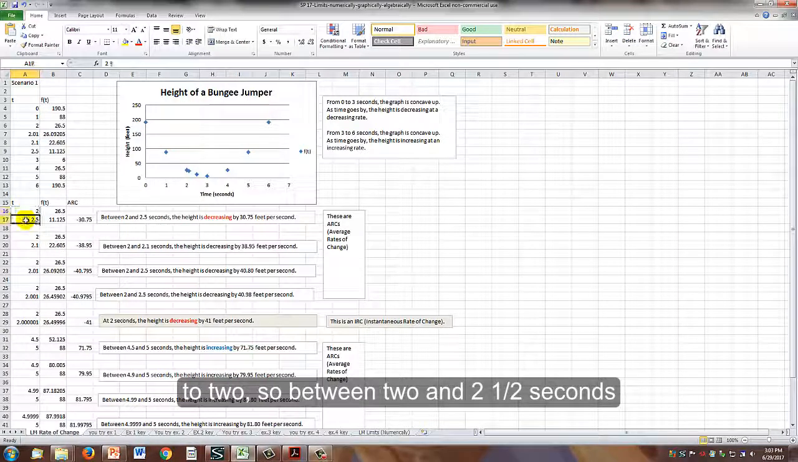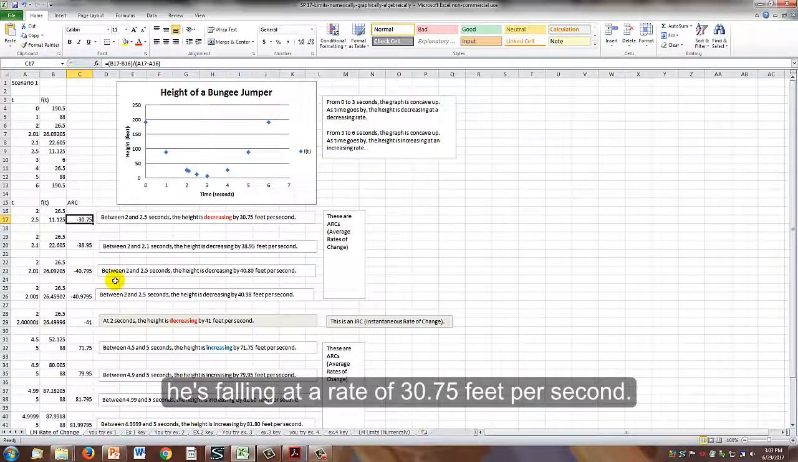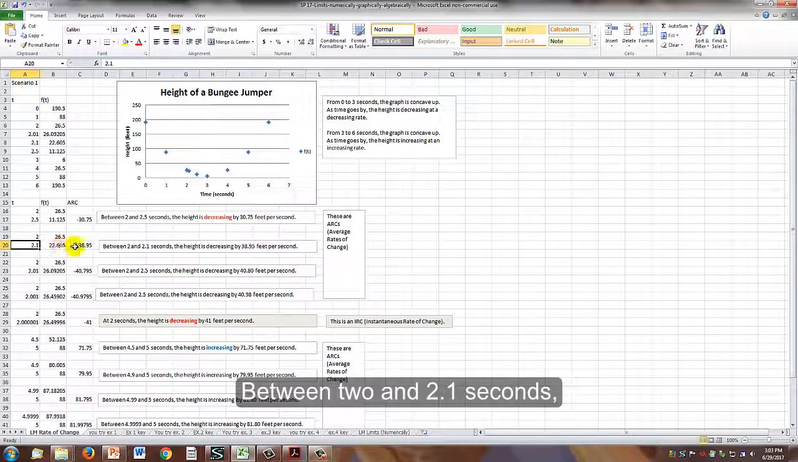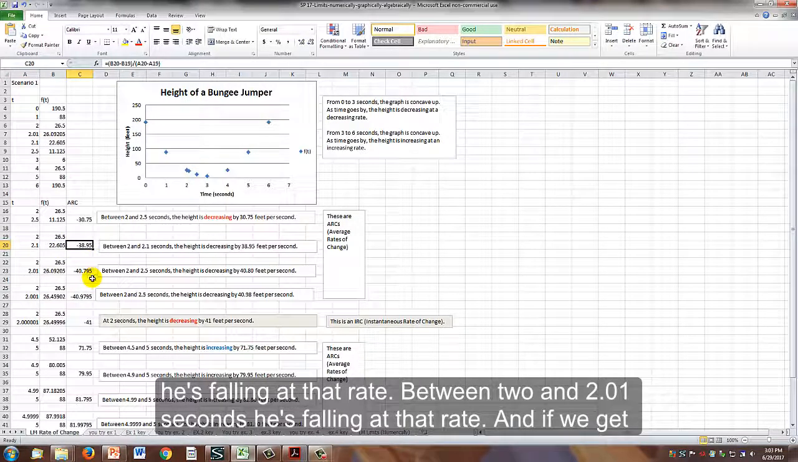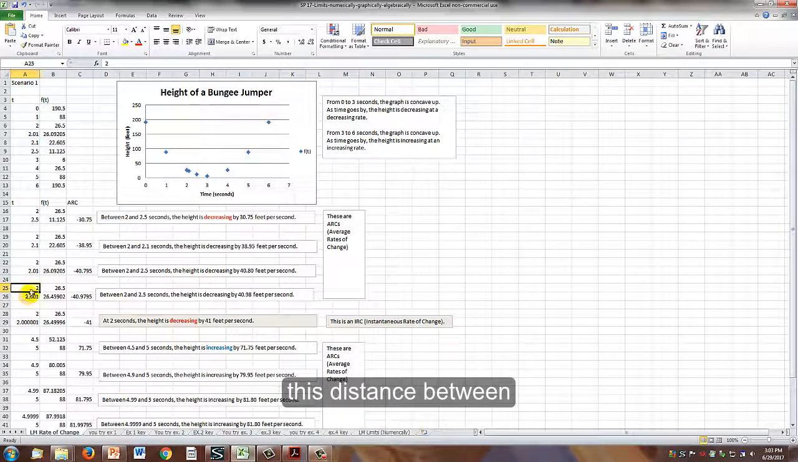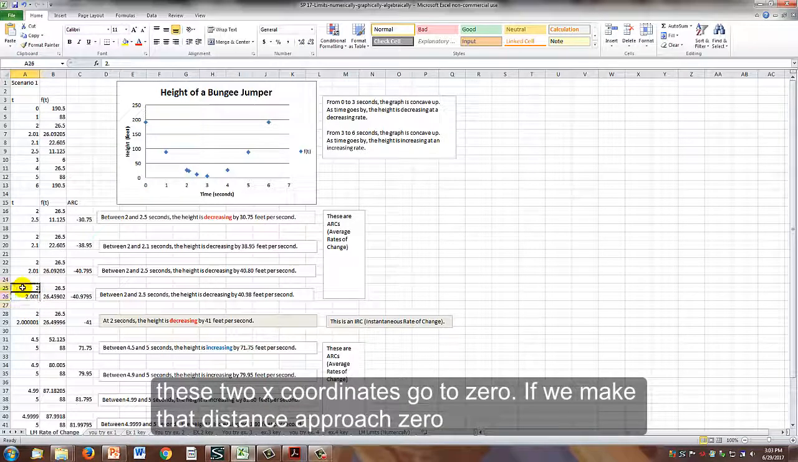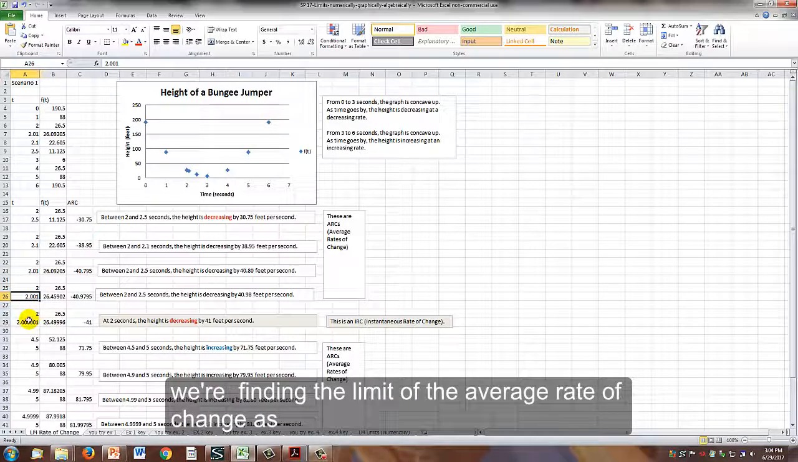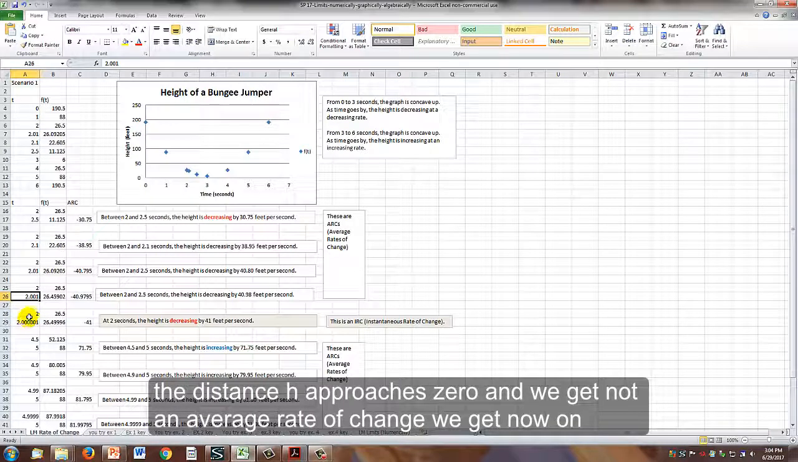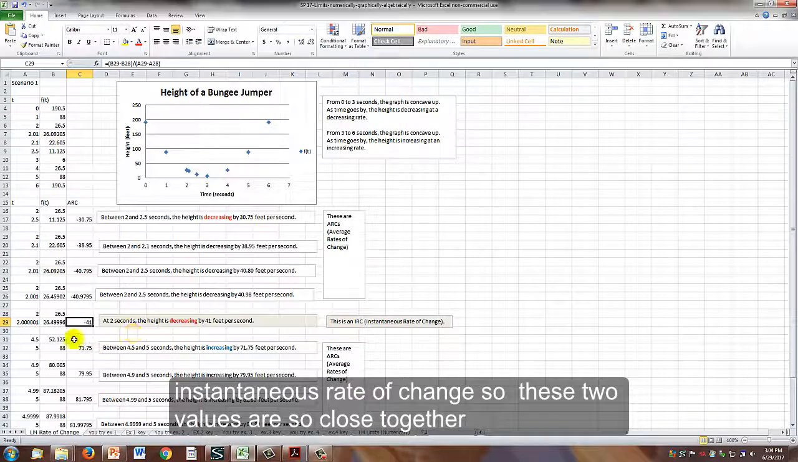So between 2 and 2.5 seconds, he's falling at a rate of 30.75 feet per second. Between 2 and 2.1 seconds, he's falling at that rate. Between 2 and 2.01 seconds, he's falling at that rate. And if we make the distance between these two x coordinates approach 0, we're finding the limit of the average rate of change as the distance h approaches 0. And we get not an average rate of change, we now get an instantaneous rate of change.